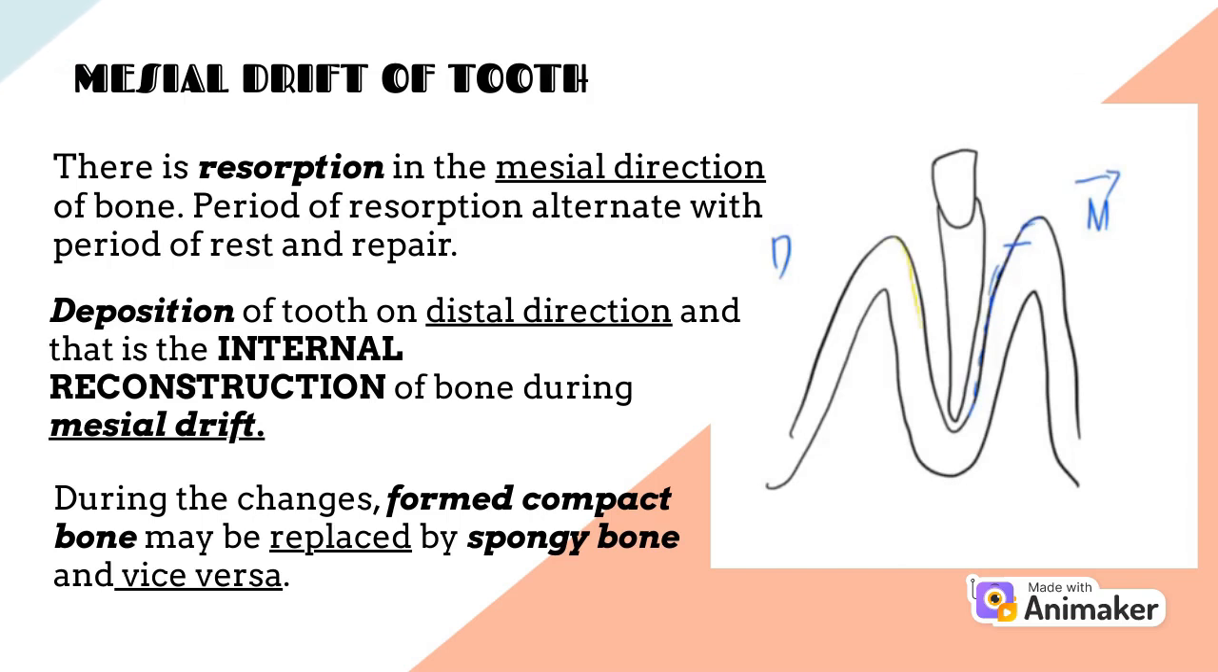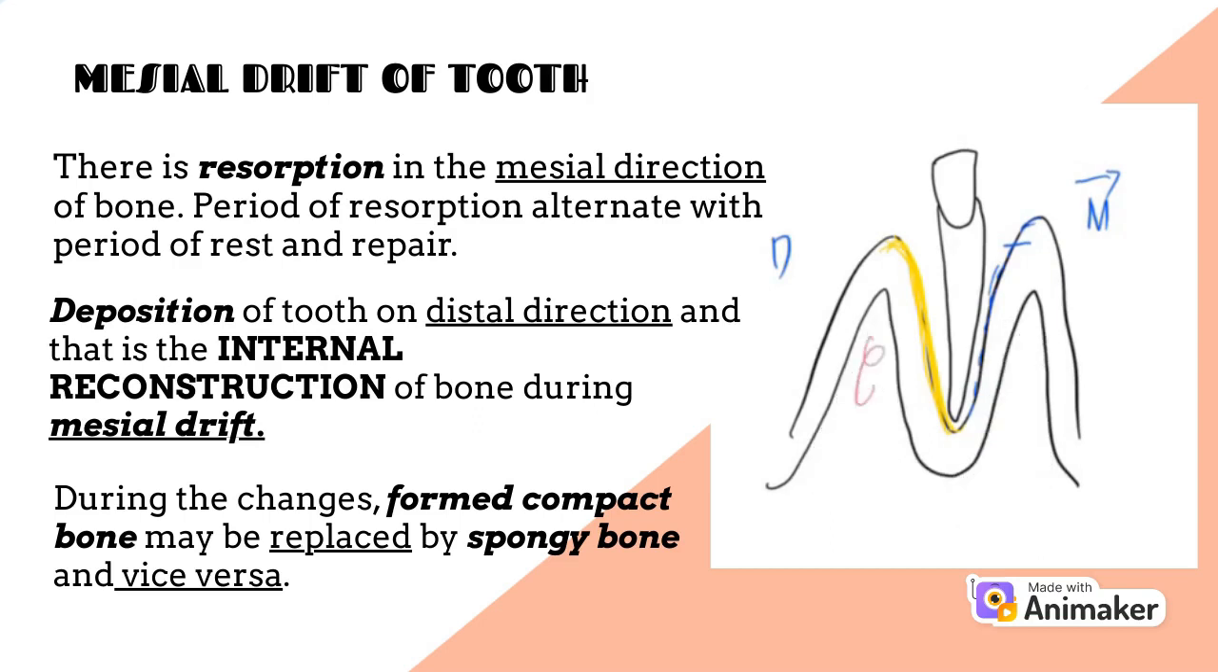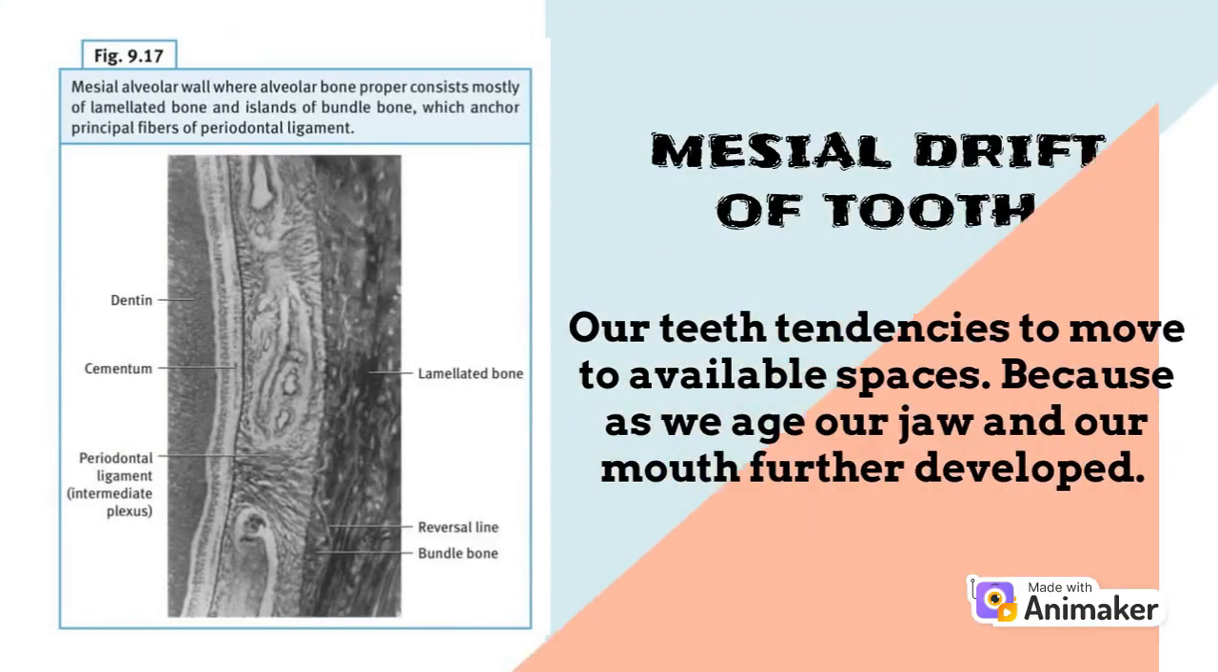The position of the distal direction, that is the internal construction of the bone during the mesial drift, involves resorption and deposition. During these changes, formed compact bone may be replaced by spongy bone, and spongy bone may be replaced by compact bone. In this illustration, we can see the dentine, cementum, periodontal ligament, as well as the bundle bone separated from the lamellated bone by the reversal line.